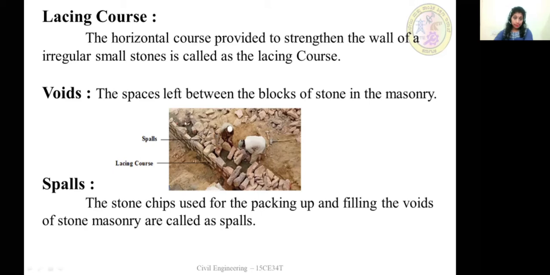Those voids, they are packing with small stone chips. That is called spalls. Spalls is nothing but the stone chips used for packing up and filling the voids of stone masonry.